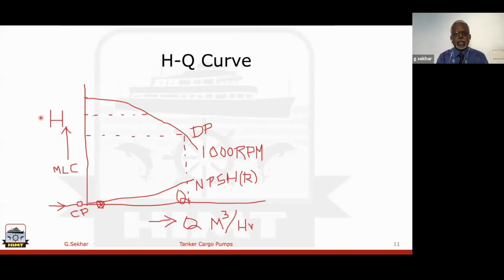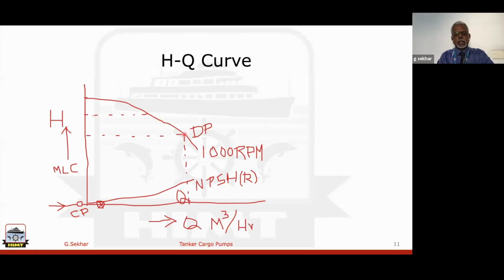And this, how to make the HQ curve, I think this has been discussed. It's just a hand-drawn diagram. You can just have a look at it. And the HQ curve is always in the y-axis. You have the head in meter liquid column, and on the x-axis you have Q. And somewhere here is a design point.